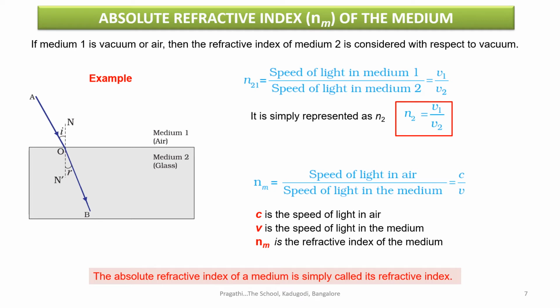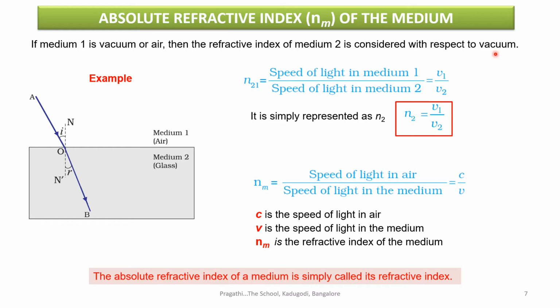Okay, we have seen refractive index. Now we'll see what is absolute refractive index. Refractive index is represented by small n. Absolute refractive index is represented by small n with a small m written below. So nm is nothing but the absolute refractive index. If medium 1 is vacuum or air, then the refractive index of medium 2 is considered with respect to the vacuum. Understood?